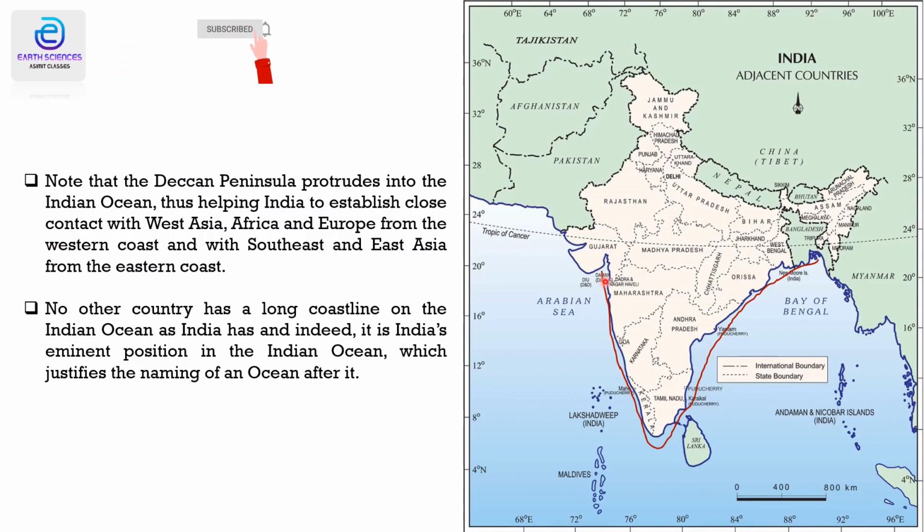We can notice that the Deccan Peninsula protrudes into the Indian Ocean, thus it helps India to establish close contact with West Asia, Africa and Europe from the western coast, and Southeast and East Asia from the eastern coast. There is no other country which has such a long coastline on the Indian Ocean as India has. So the naming of the Indian Ocean is justified because of such a long coastline of India.